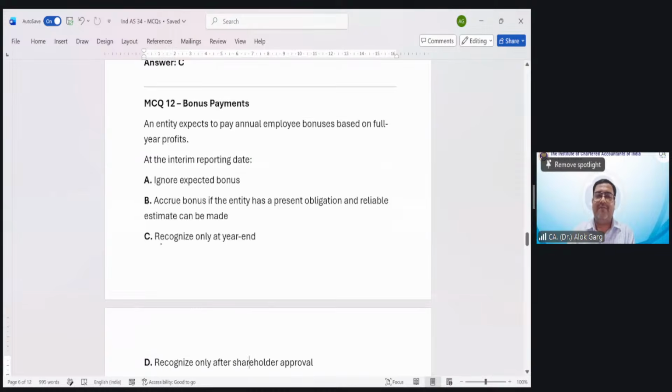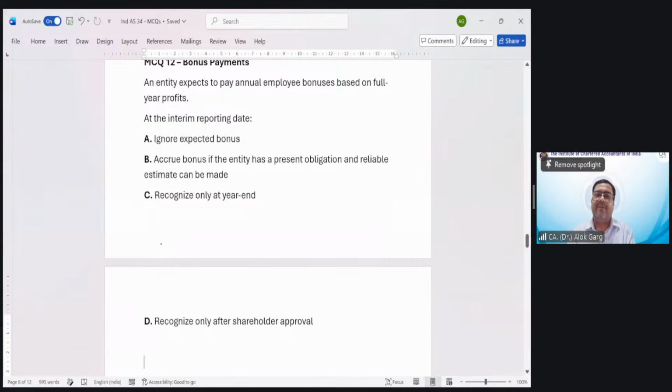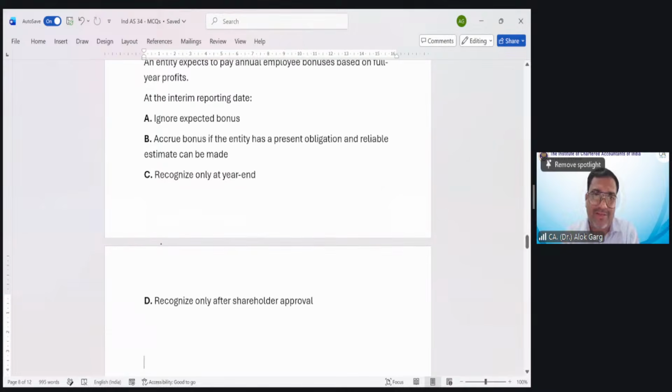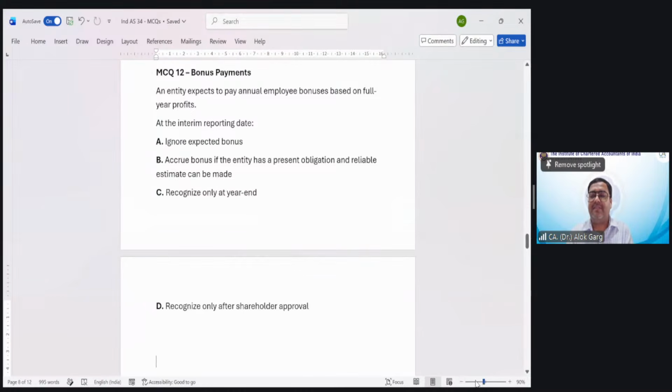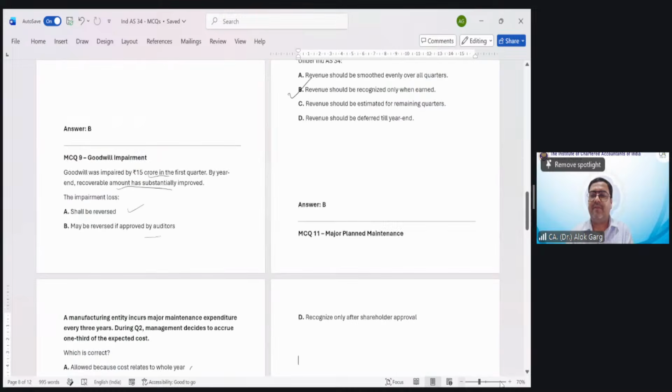Bonus payments, friends. An entity expects to pay annual bonuses based on full year profit. At the interim reporting date: A, the company should ignore the expected bonus; B, accrue the bonus if the entity has a present obligation and a reliable estimate can be made; C, recognize only at year end; D, recognize only after shareholder approval. Apply your mind. What should be the right answer, my dear friends? Tell me, what should be the answer?